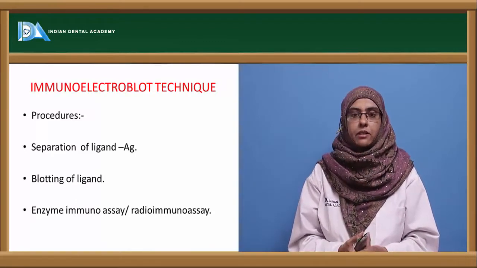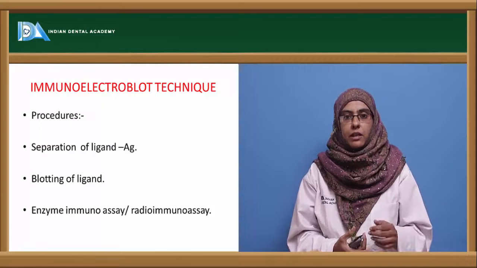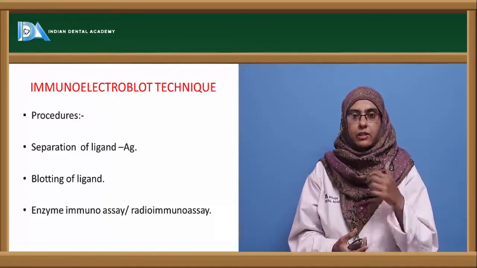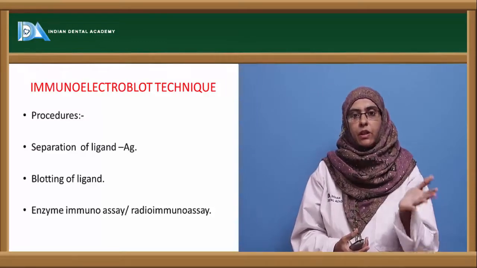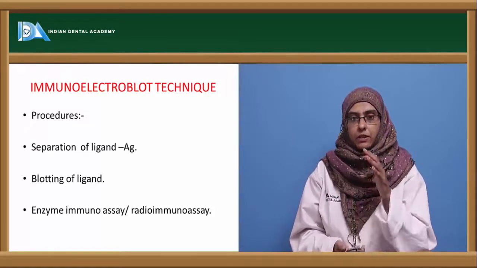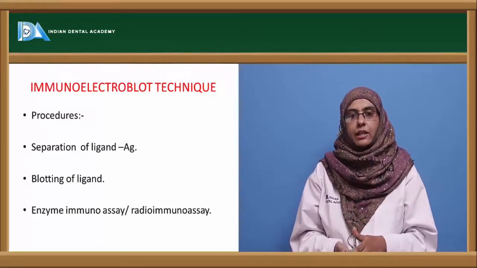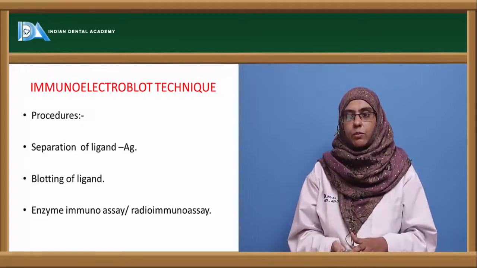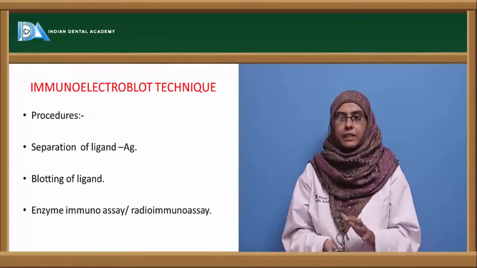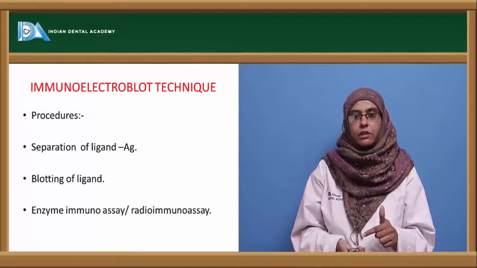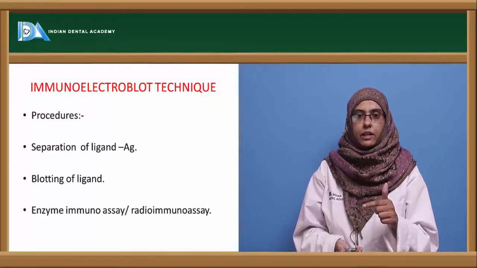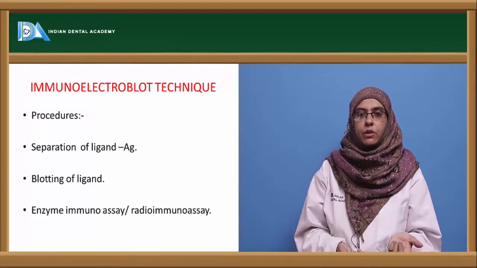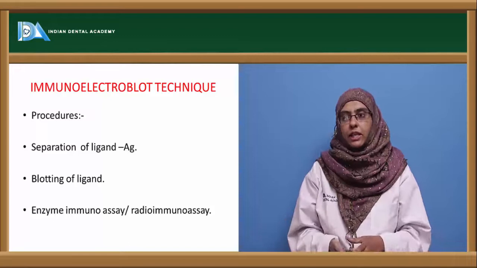Blotting technique is of three types, where we separate the DNA or the RNA or the protein, make it into single standard form, and we blot it on the nitrocellulose membrane. So here the same technique is usually carried out, but we have three steps in the immunoelectroblot technique. First we separate the ligand, that is the antigen, and then we fix it onto the nitrocellulose filter paper disc, and after this we go for the immunodiffusion. Either go for the enzyme immunoassay, or you can go for the radioimmunoassay.